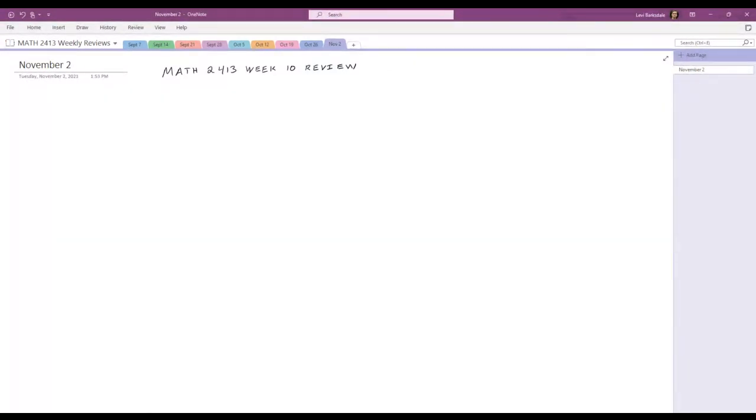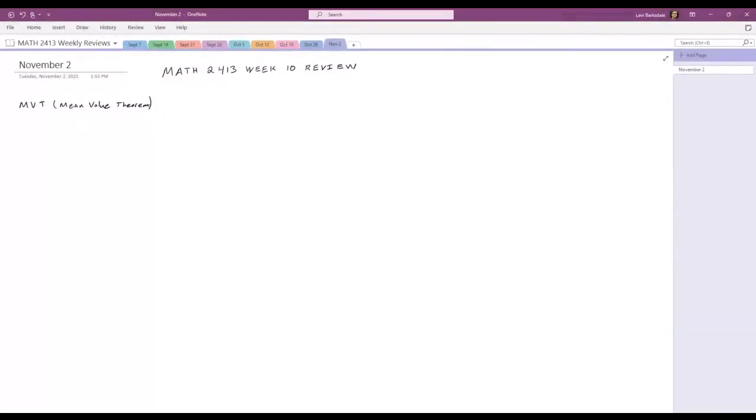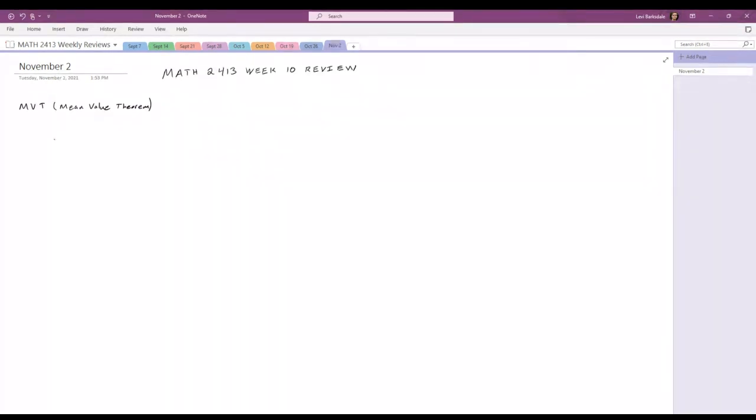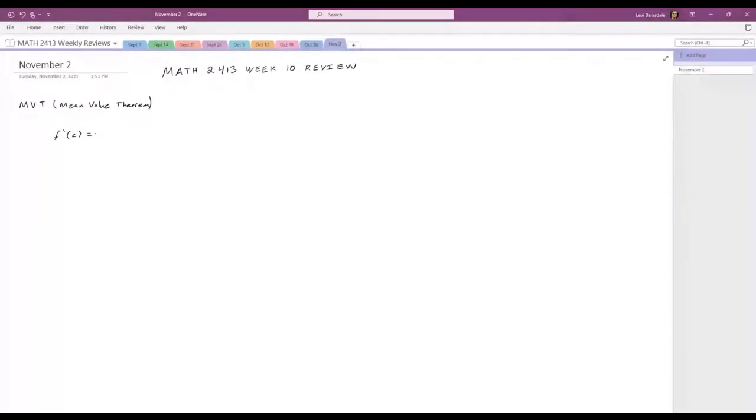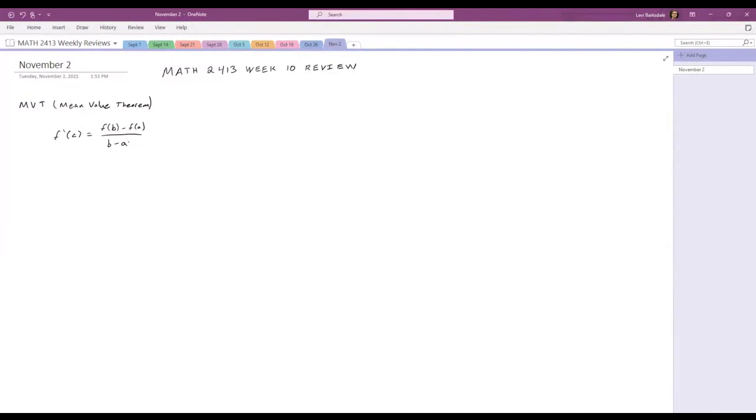So first off, if you'll recall the mean value theorem, which I'm going to abbreviate MVT, basically says that if we have a function that's continuous on a closed interval and differentiable on an open interval, then it has to hit its average slope somewhere within that interval. What we can write is, at some point, its derivative, which is its instantaneous slope, has to equal its average slope. And this is just our slope formula on the right-hand side.